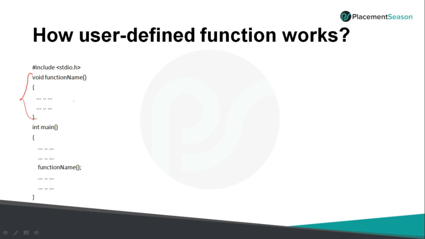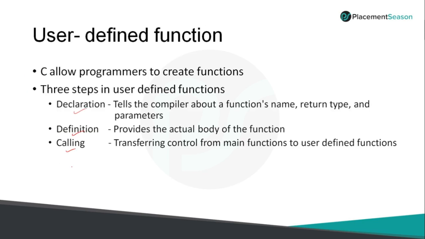We need to write the code for this particular function, to add, or delete, or whatever the process is. We need to write the statements inside this bracket. Whenever we need the function, we have to call it by giving the function name followed by brackets and, if required, parameters. So this is the simple user-defined function. As I said earlier in the previous slide, we have to declare the function, we need to define it, and we need to call the function whenever it is required.